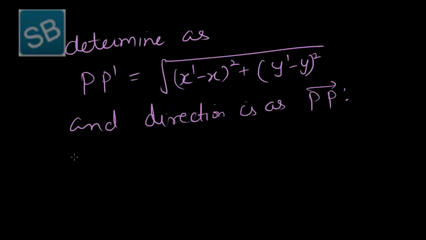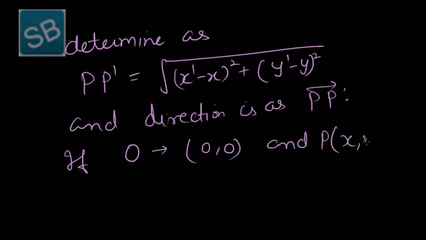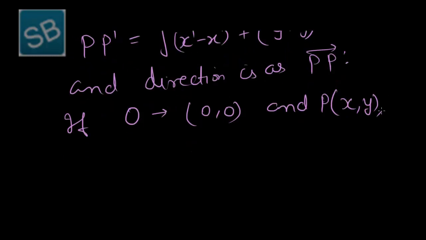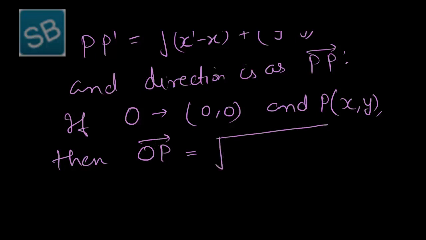And if O is the origin with coordinates 0, 0 and P is a point with coordinates x, y, then the directed vector from O to P, that is vector OP, with distance, can be written as under root of x square plus y square. So this is all about two-dimensional geometry.